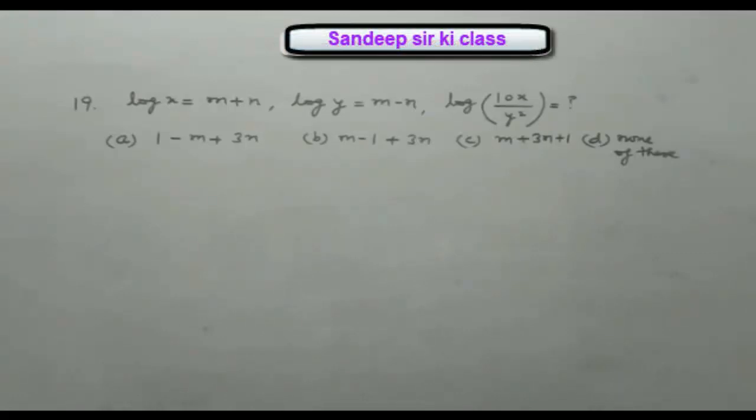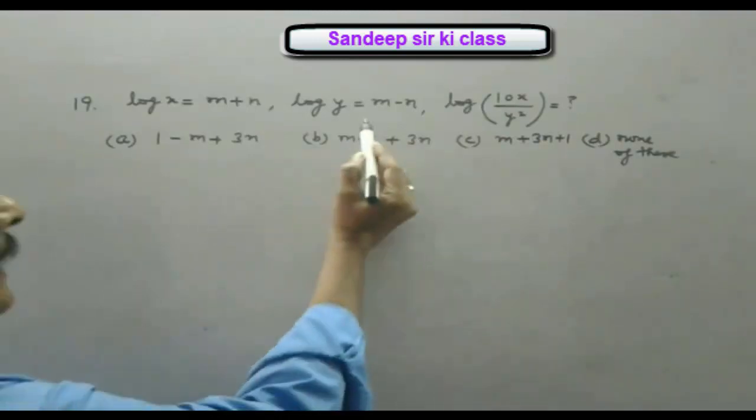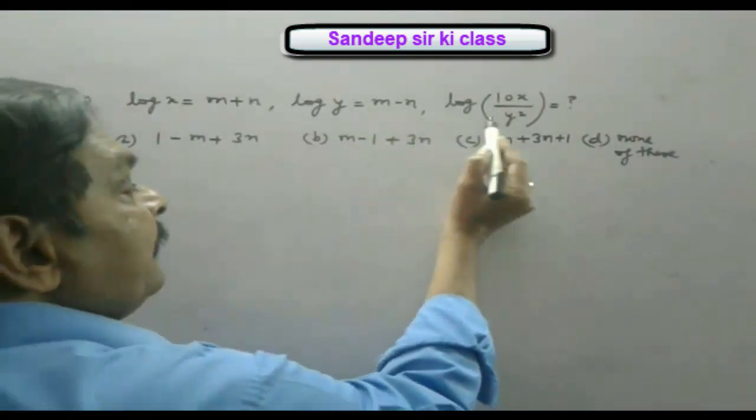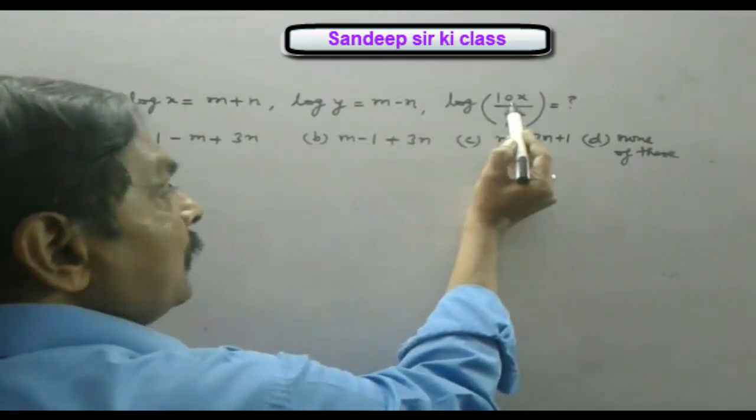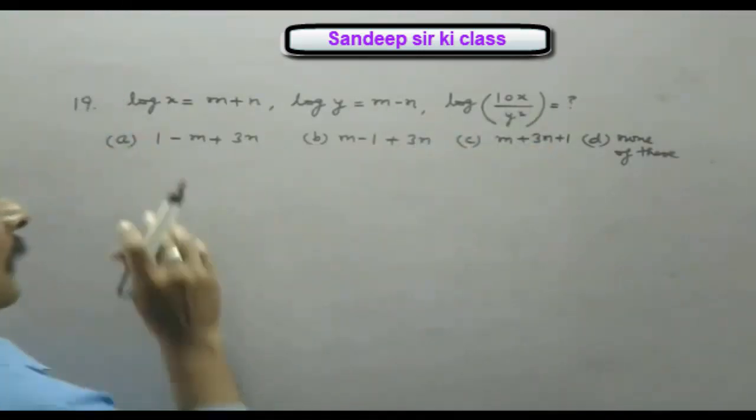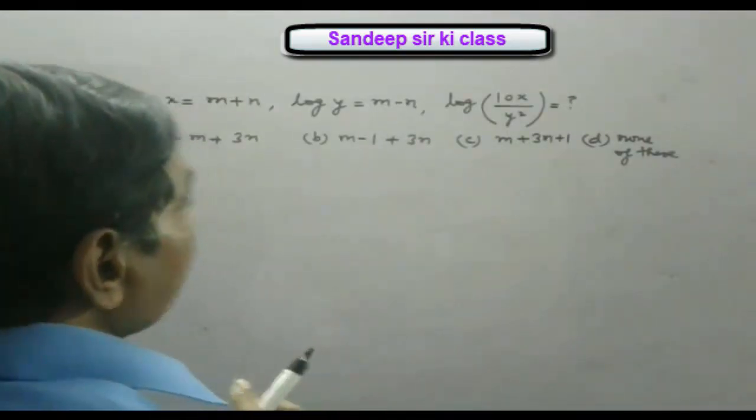Now we will see question number 19. We have been given that log x is m plus n, log y is m minus n, and we have to find the value of log 10x upon y square. And these are the options given.